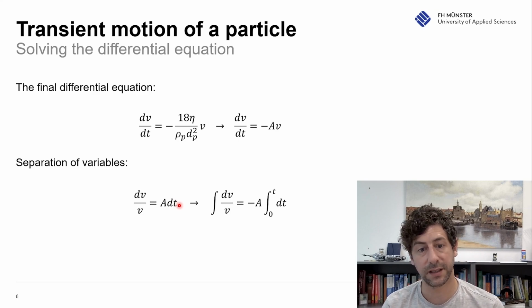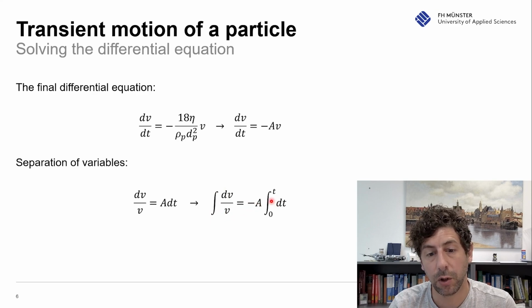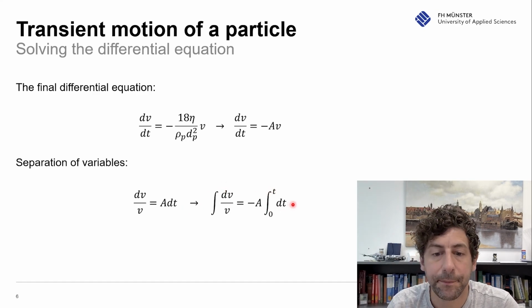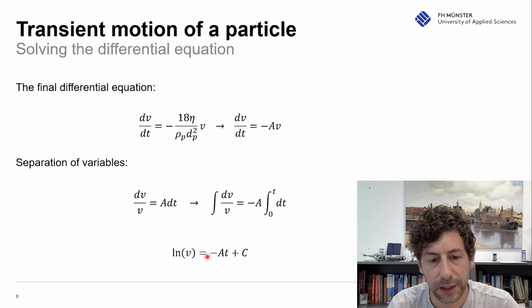And then in the next step, we just need to integrate it. So we have the integral of dv divided by v, and here we take the constant out of the integral, minus a, and then we integrate over t from 0 to t, and over all velocities. Then we get the solution of this very easy case, which is the logarithm of the velocity equals minus a t plus a constant.